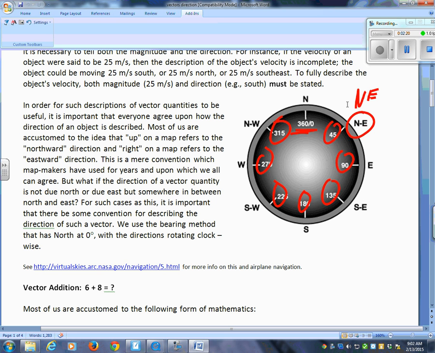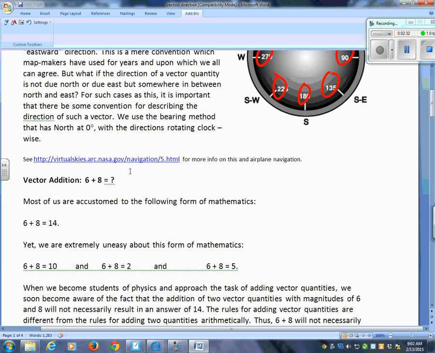Only people in math classrooms do that. It has to do with the unit circle. Have you visited the unit circle yet? It's a happy place, isn't it, the unit circle? No, not so much, I know. Okay, if you want more info on that and airplane navigation, there's a link I provided for you.